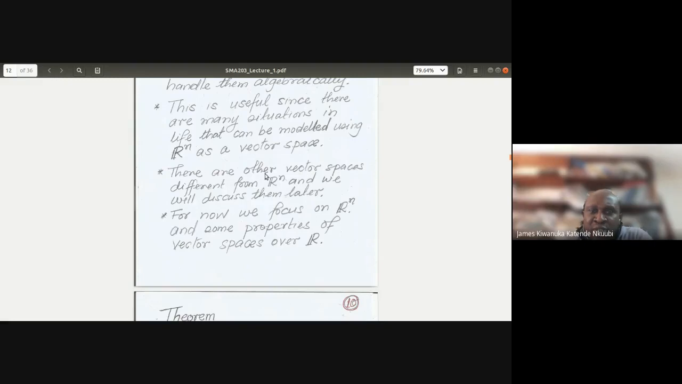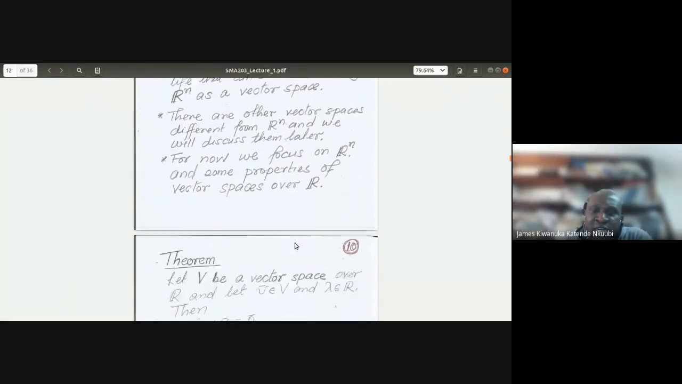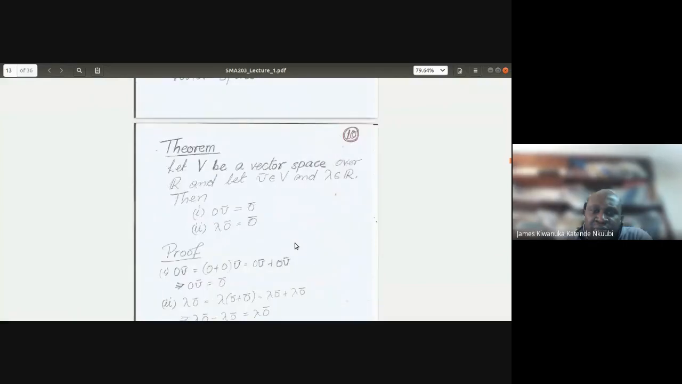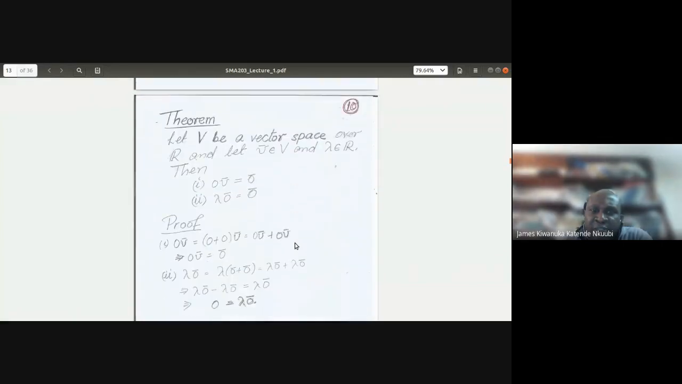So I had also mentioned earlier that Rn is not the only type of vector space. There are others, but we will discuss them later in the class. So for the time being, we focus on Rn and some properties of vector spaces over R. So here's the first property. It's listed as a theorem.